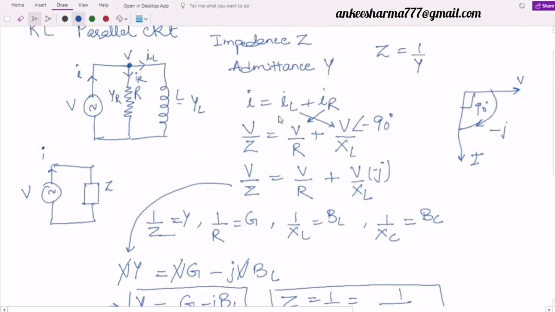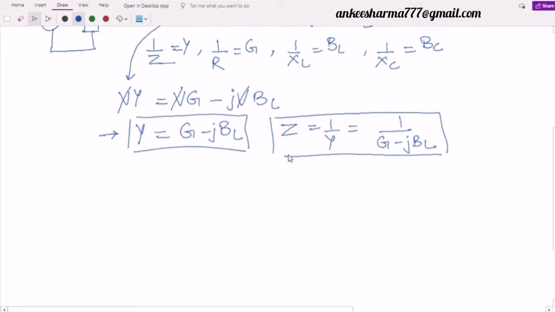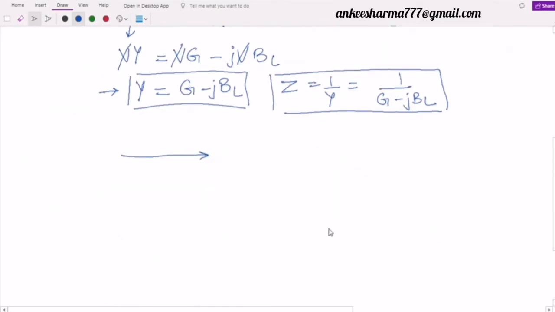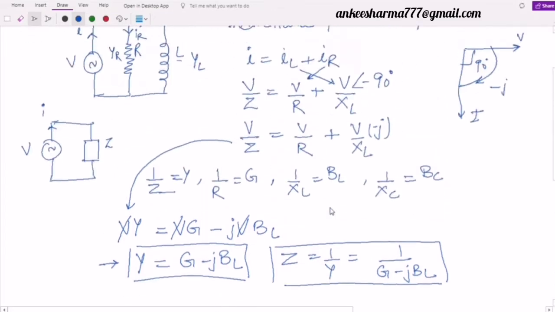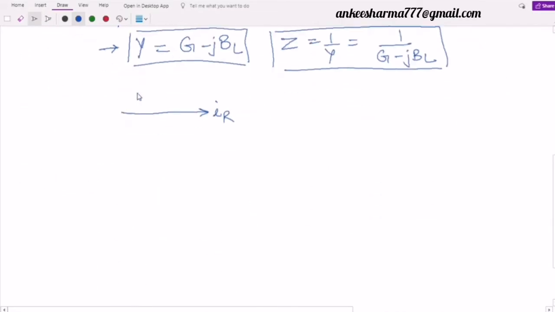Similarly, if I take the current, let me draw the triangle first so that it will be easy for you. Let this be IR, not I, because I have used small i for instantaneous current. We know that voltage and current have the same phase in the case of a resistance, so IR will definitely be in the same phase as V. So I have taken IR as the reference.